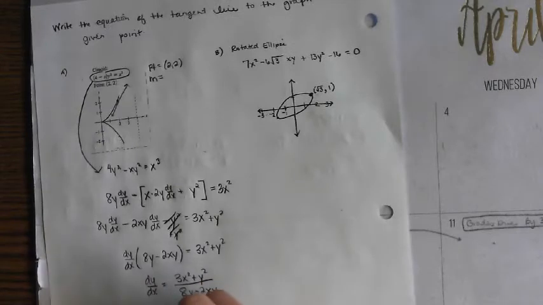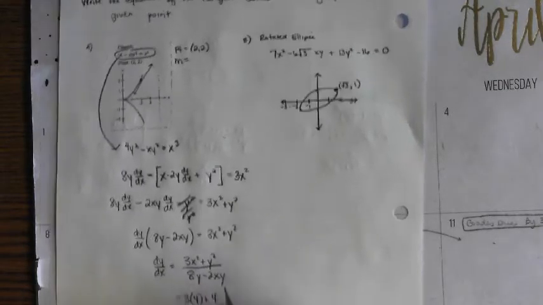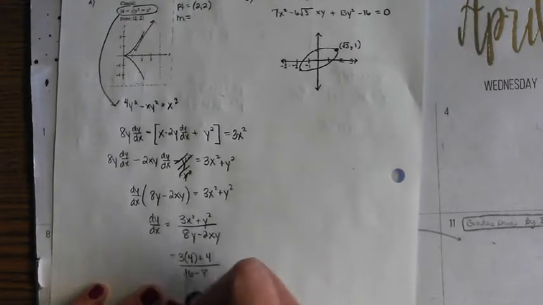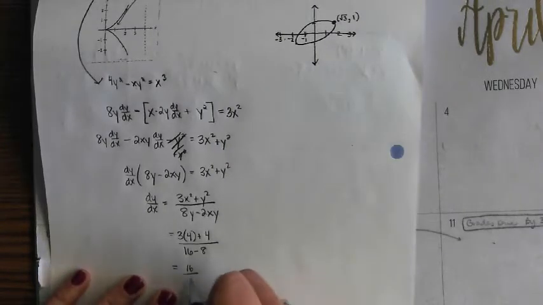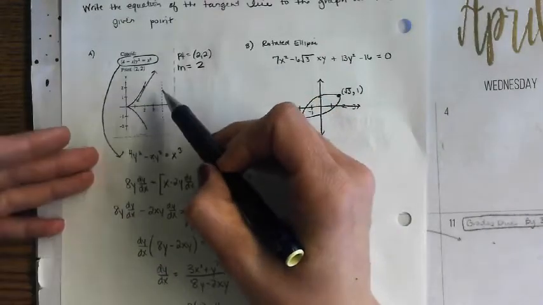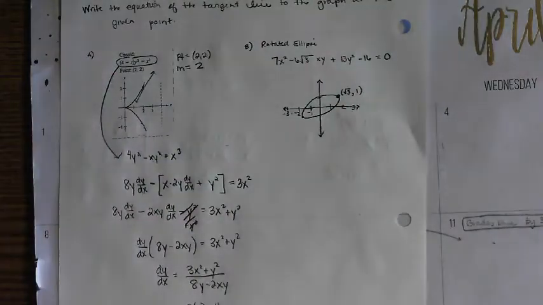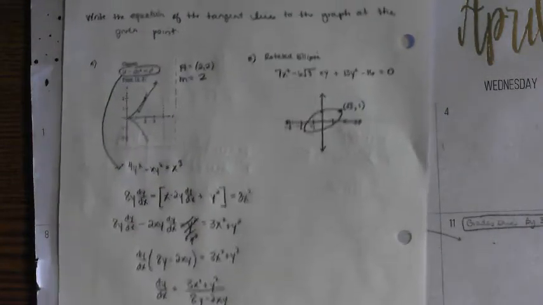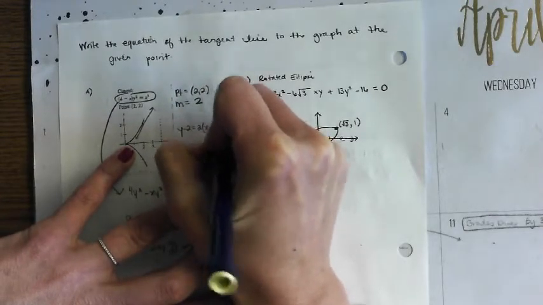And when we do that, we're going to get 3 times 4 plus 4 over 16 minus 2 times 2 times 2, which is minus 8. 12 plus 4 is 16, over 16 minus 8 is 8. Oh, would you look at that? We got a slope of 2 as well. Were we expecting a positive slope? Yeah, so that's just something that you can check in case you made a mistake. And then we're just going to write the equation of that tangent line. So y minus 2 equals 2 times x minus 2. Done.